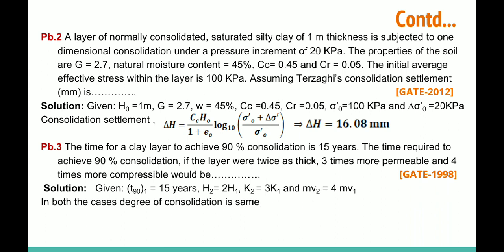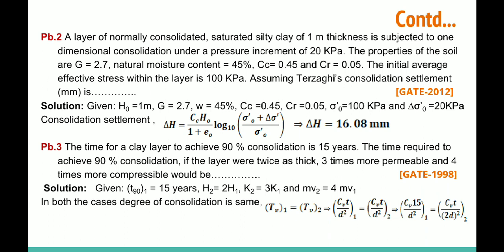So what we can do, we can write like this: Tv1 for the first case will be equal to Tv for the second case, because the degree of consolidation is the same, 90%. So we can write Cv into t by d square, then put t equal to 15 for the first case, and the thickness we can write.